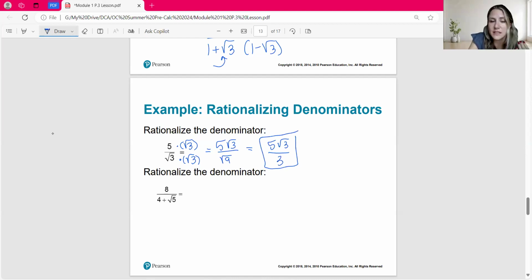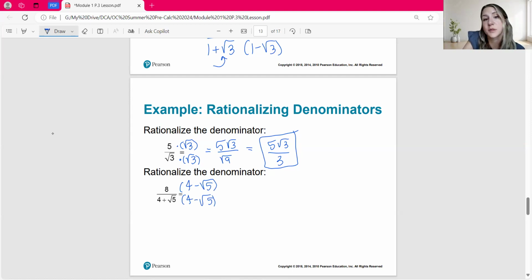And so notice this form of that fraction is in way better form because I don't have any radicals in the denominator. So we have rationalized the denominator. Let's do the same thing for the second example. Notice now I'm going to use the conjugate of the denominator because we have two terms in the denominator. We have an expression in the denominator. So I'm going to multiply the numerator and denominator by 4 minus square root 5. That's the conjugate of the denominator.